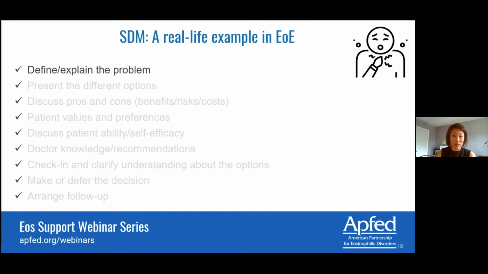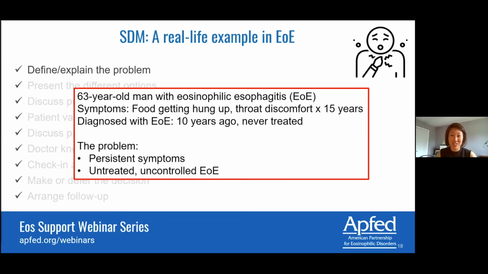So step one, defining and explaining the problem. In my practice as an adult gastroenterologist, mainly focused on EoE, I recently met a 63-year-old man who has EoE. His symptoms were mainly food getting stuck, hung up, and a lot of throat discomfort for at least 15 years. He was avoiding a lot of foods like dry chicken and crusty breads. But in reality, he was diagnosed with EoE about 10 years ago, but never treated. So here we together reviewed the problem.